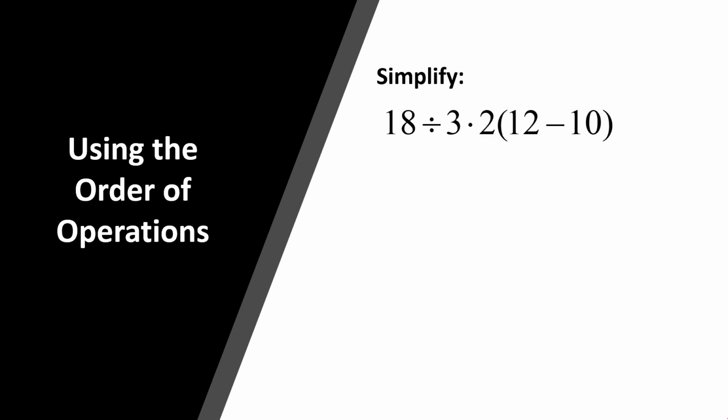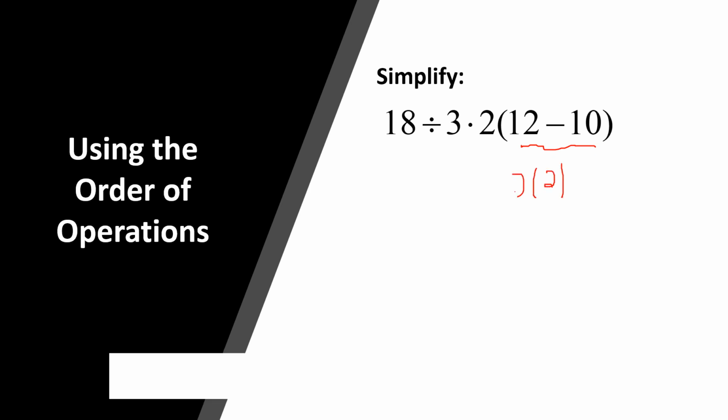Next, 18 divided by 3 times 2 times (12 minus 10). Order of operations says we have to do parentheses first. So we do this part, 12 minus 10, that's 2. That's being multiplied by 2. We bring down our 3, our divide, and then 18.